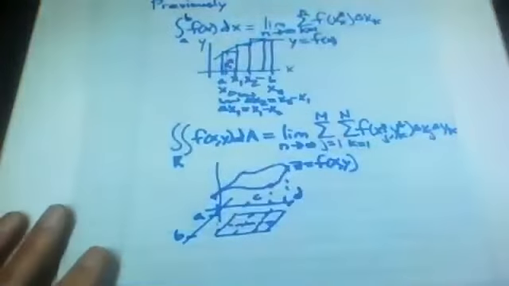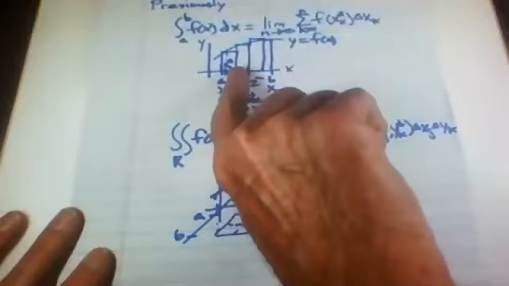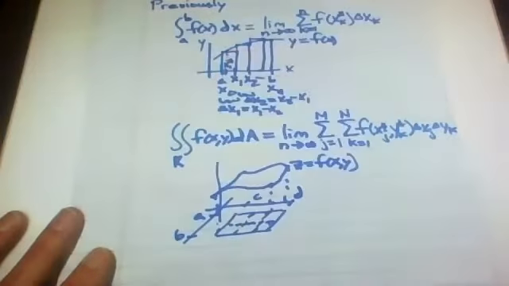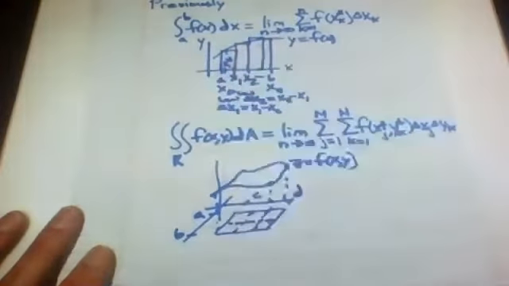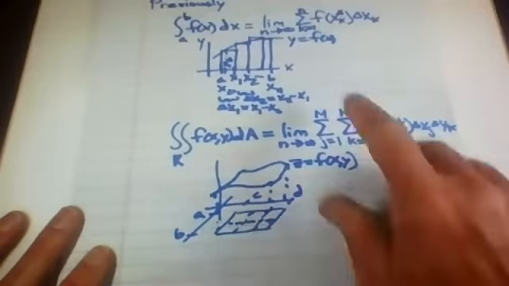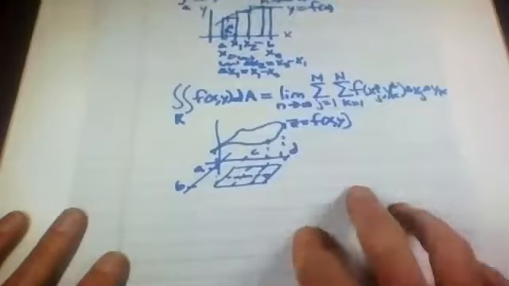The limit, if it's the same regardless of the partition and the choice of xk stars in each subinterval, like here's x1 star, a point in the first interval where I take the height of the rectangle, we'll say it's integrable. And for a non-negative function, we'll also call that the area under the curve. That was Calculus 1. For a function of one variable, it's getting the area under the curve by adding up rectangles.